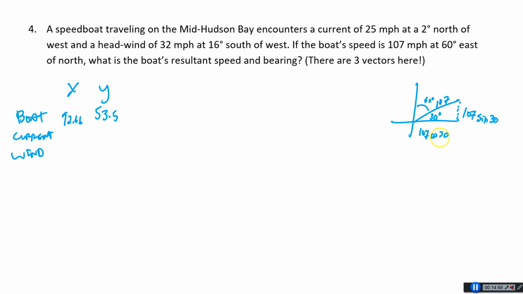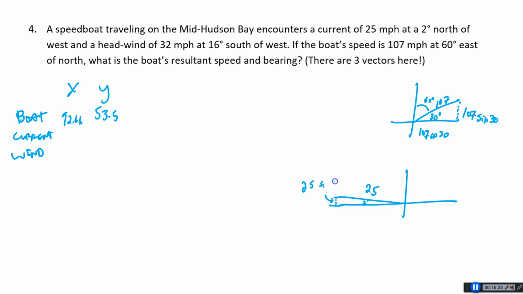Again, that was 107 cosine of 30. All right, the current, it says, is 25 miles per hour, 2 degrees north of west. That's pretty much going backwards. 2 degrees, so 2 is cozied up to the x-axis, which is what we need it to be. And it's going 25 miles per hour. So this will be 25 sine 2.